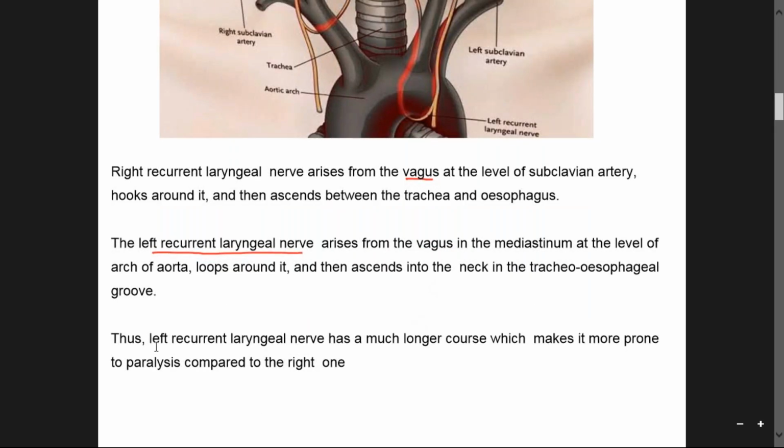Thus the left recurrent nerve has a much longer course, which makes it more prone to paralysis compared to the right one, because with a longer course it has more risk of injury. So remember that, of the two sides, the recurrent nerve that is more often injured is the left one.